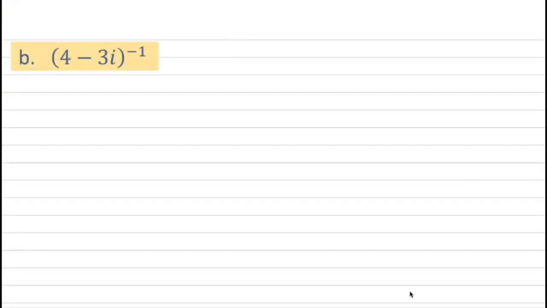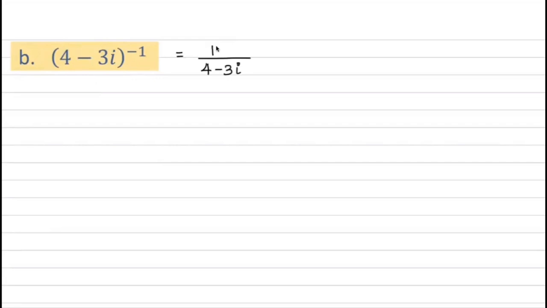Okay, anybody in the class, what is the meaning of that -1 power? Anybody has an idea what is the meaning of -1? Yes. That means we can write it as 1 over 4 negative 3i. That's right. So the meaning of power -1 is a reciprocal. So we can write that as 1 over 4 minus 3i.